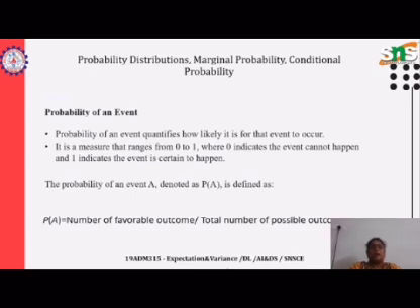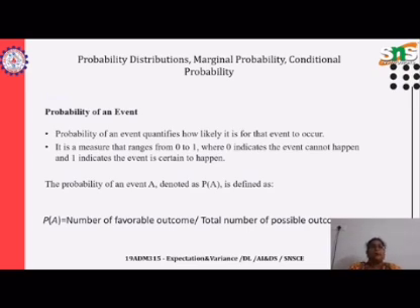When we measure it, the value ranges from 0 to 1. Probability is either yes or no, correct? When you flip a coin, it may be either a head or a tail, right? Now, what value do we give? If it is 1, it indicates the event is certain to happen.